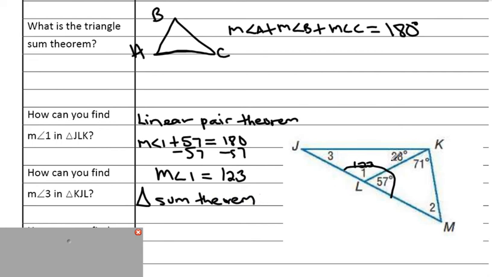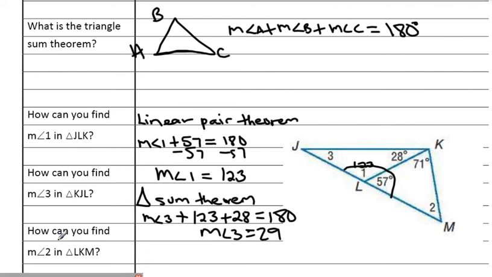And that says all three angles in the triangle equal 180 degrees. So the measure of angle 3 plus the measure of angle 1, which is 123, plus 28 is equal to 180 degrees. So you should get that the measure of angle 3 is equal to 29.